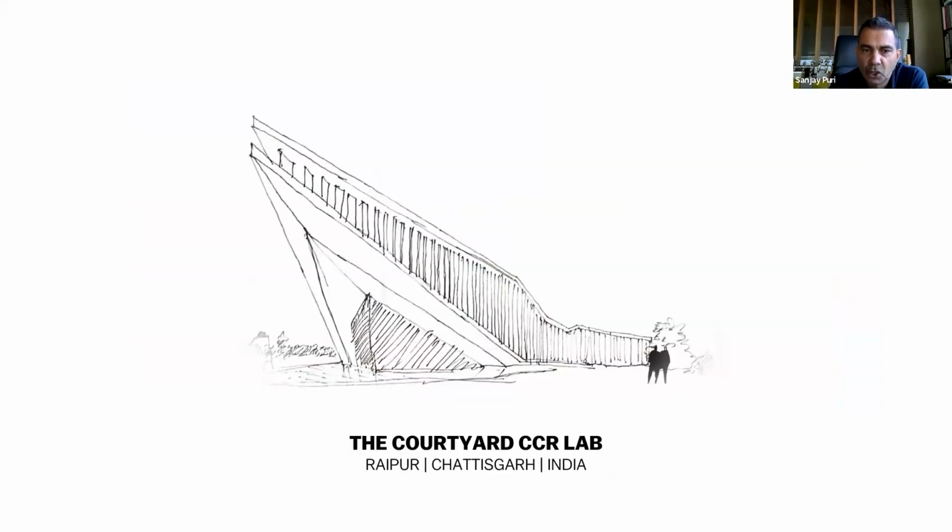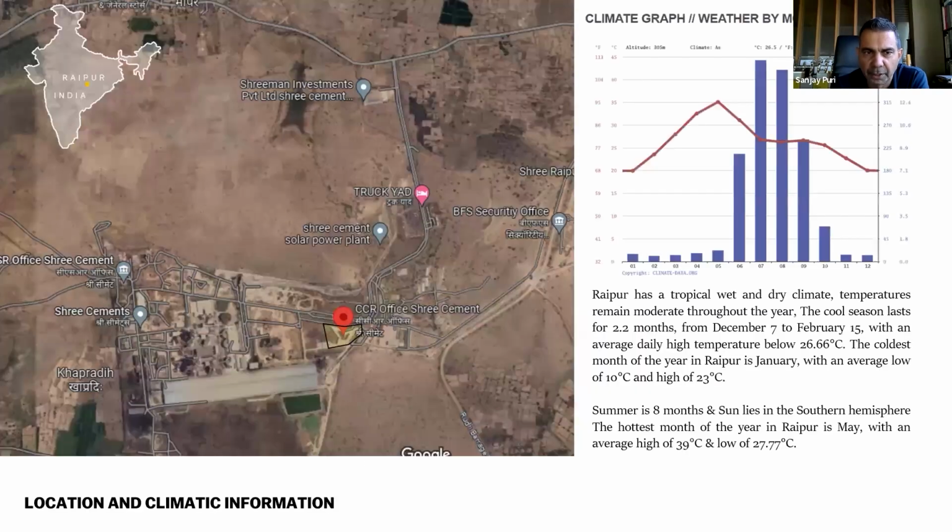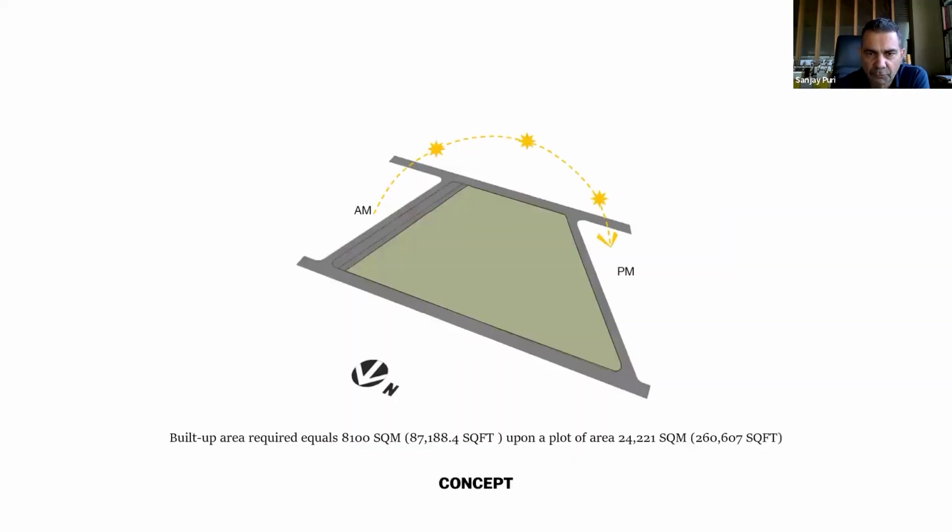Now this, in contrast, is a single office building, which is located in a place called Raipur, in the state of Chhattisgarh in India. So here again, it's the same client but a different location where within the cement plant factory space, we had to create a production office building for them.